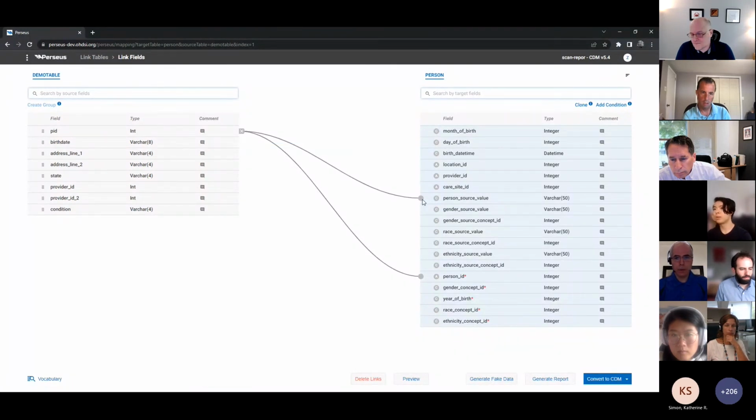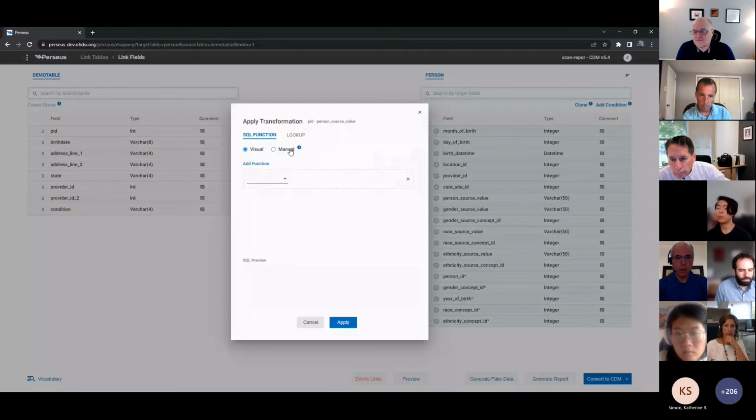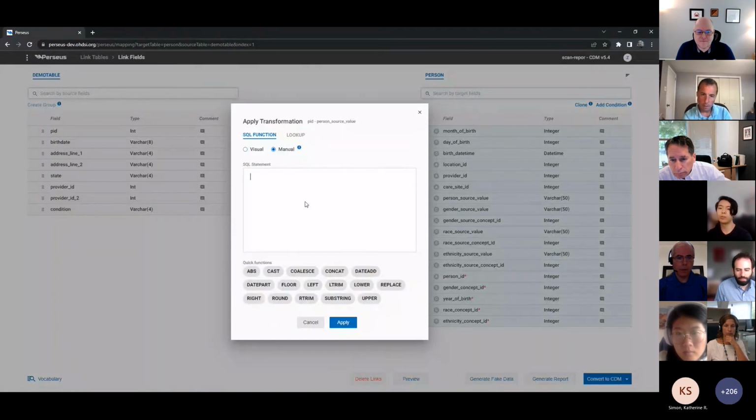For an example like this, where we have an integer but want to map to a variable character, we can add any amount of custom SQL. If you know SQL and Postgres, the syntax is exactly the same, so if you're familiar with one, you should be familiar with the other.